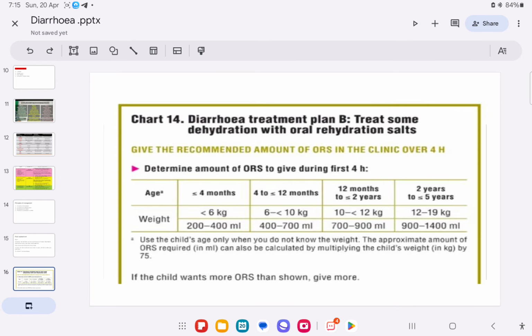Now, this is plan B. This is a chart you have to remember. Nobody at all asks this in exam. Don't worry about this. Okay.